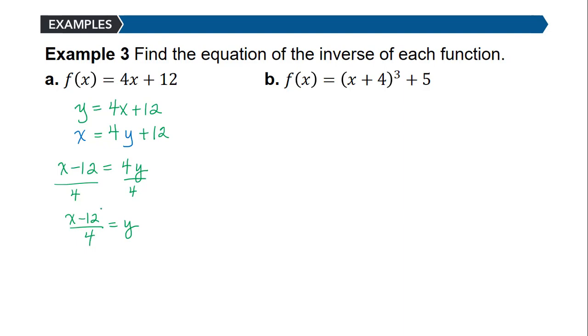Now if we wanted to rewrite it in terms of a linear function, we could say that f inverse of x is equal to x divided by 4, which is 1/4 x, minus 12 divided by 4, which would be 3. Now, if I wanted to confirm that those are inverses of one another, I can perform the composition. Plug this inverse function into f in place of x, see that it simplifies to be x, and then vice versa.